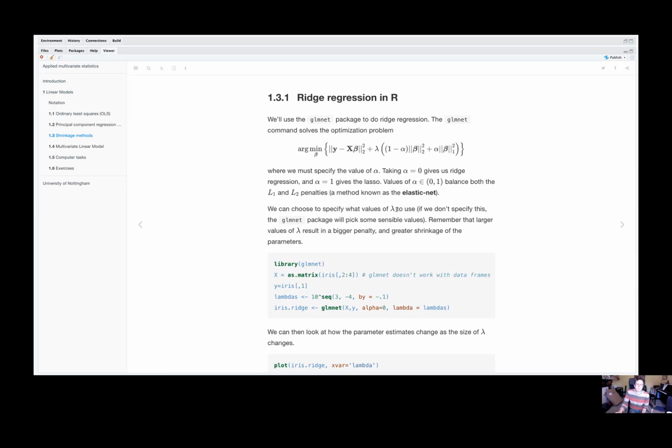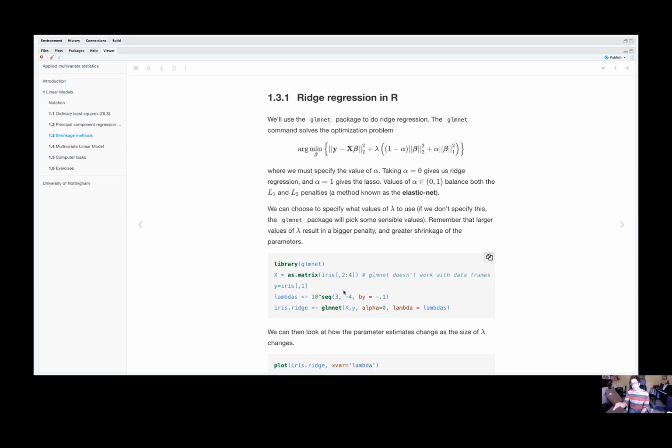But we then need to specify what values of lambda to use, how much to penalize big parameters. And if we don't specify it, GLMNet will pick some sensible values for us, but it's better to pick them yourself normally. So remember that large values of parameter lambda result in bigger penalties and so greater shrinkage of the parameters. So what I've done here, I've picked some lambda values between 10 to the 3, so 1,000, a really big value, and 10 to the minus 4, so practically 0. And I've picked them at intervals of 0.1 between these two extremes. So I've picked an awful lot of lambdas to try here.